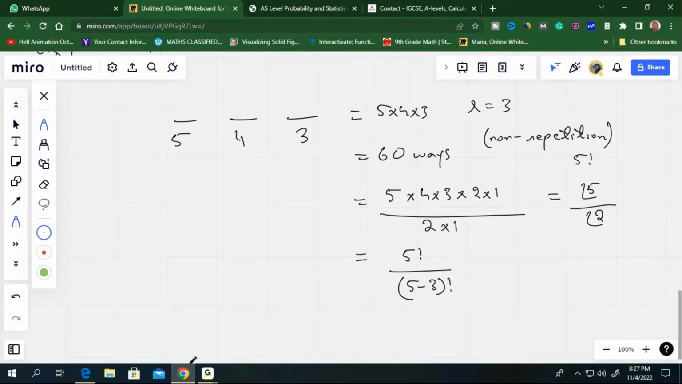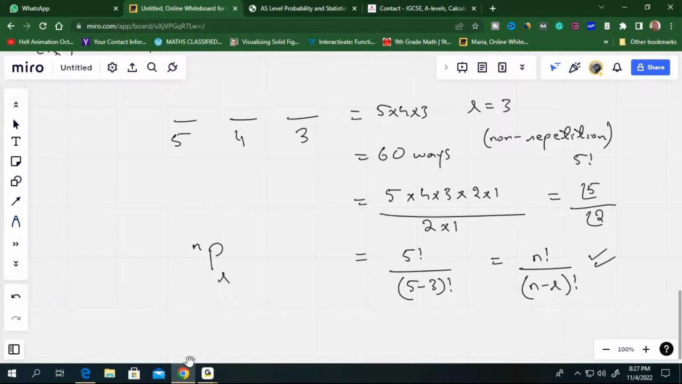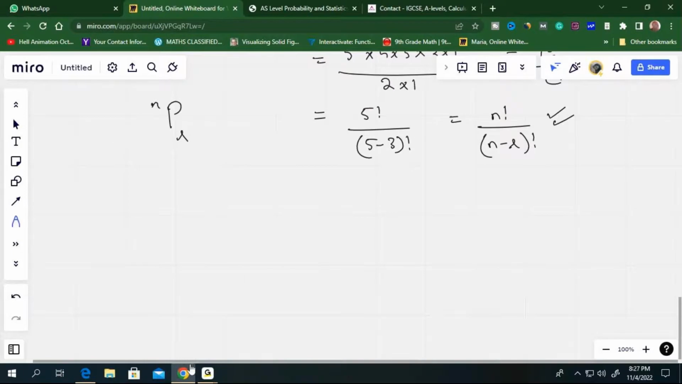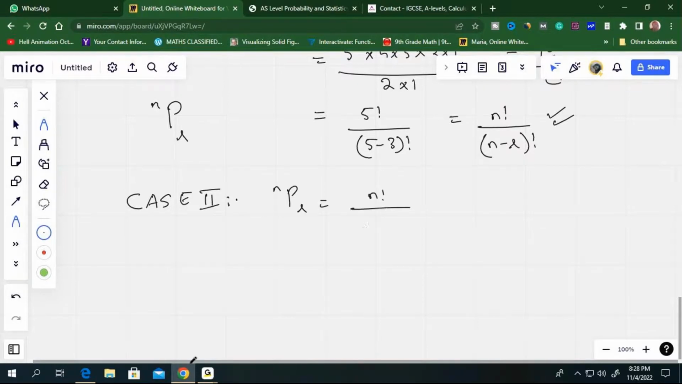Here in this question, my n was 5 and my r was 3. So the permutation nPr can be written like this, and this formula is used when you have been given n unique objects. It could be letters, could be numbers, whatever it is. And from these n unique objects, you are asked to pick any r objects and form arrangements in such a way that those r objects must all be unique. They must not be repeated. This is the case where you use this formula. So this is your case number 2. You can write these cases in your notebook somewhere. These are the 2 cases that I've discussed up till now.